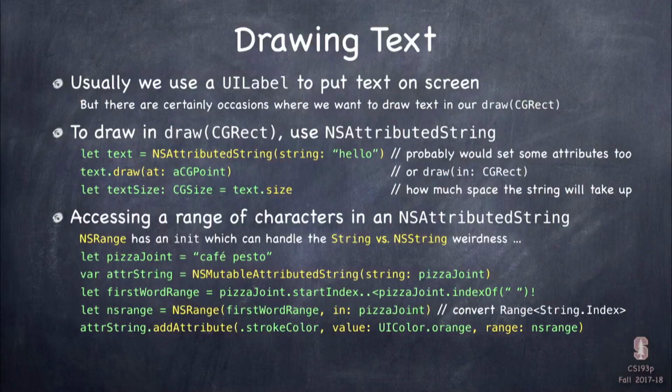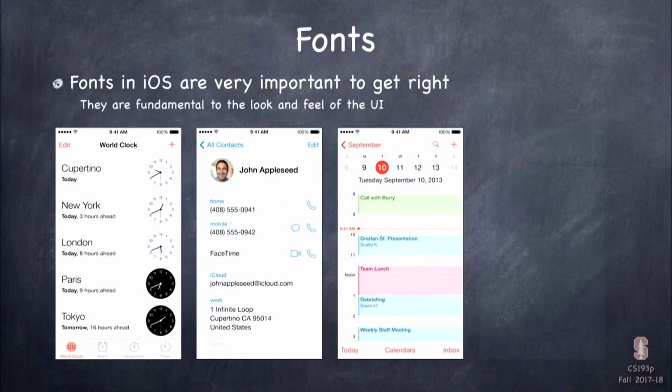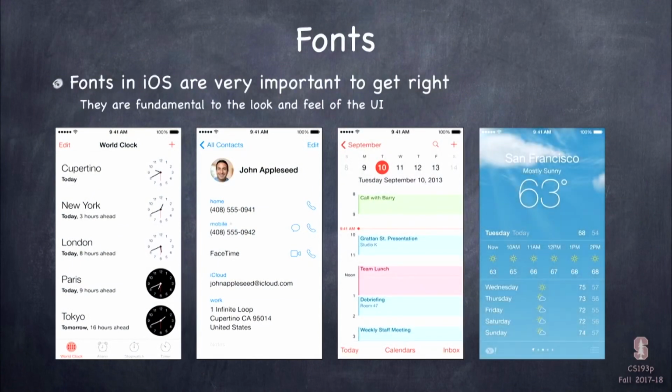Okay? All right, fonts. Fonts are incredibly important in iOS. I cannot overstate how important fonts are to the look and feel of iOS. These are, I think, iOS 10 screenshots, and iOS 11 things have changed slightly, but not too much. But even in these screenshots, you can see how important fonts are. They really make a difference to how your UI looks, okay? So you have to pick the right font. So how do we pick fonts?